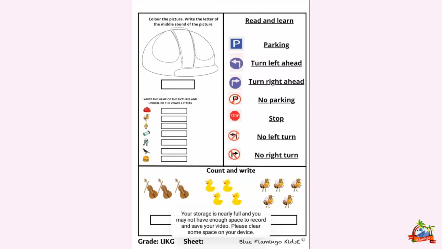Third picture is of Joker. Joker, clown. Okay. J-O-K-E-R. Joker. In this, we have two vowel letters. इसमें हमने दो अलग-अलग vowel letters को देखा. O और E. So, we will underline the letters O and E. Joker. Understood? So, in this way, you will write the name of the picture and then underline the vowel letter. इसी तरीके से आप सारे pictures के name write करेंगे और vowel letters को सर्कल करेंगे.